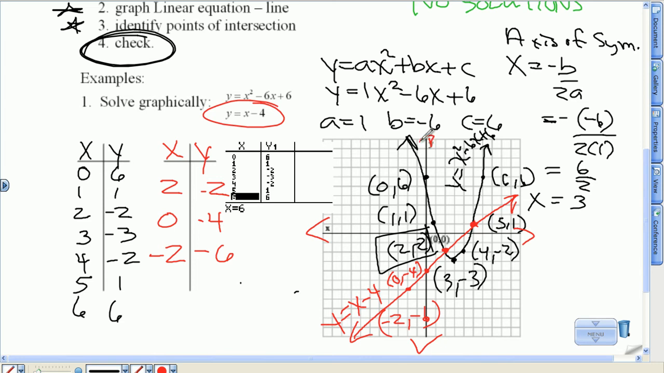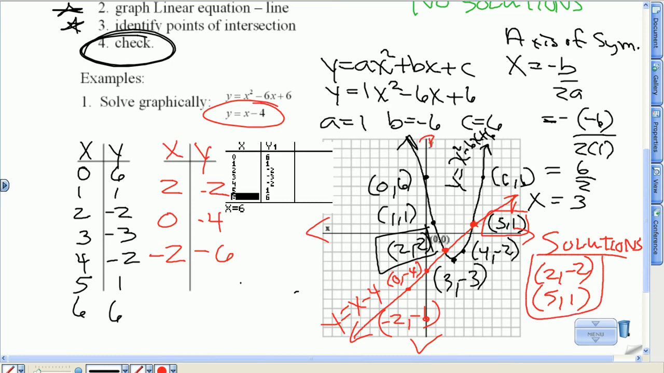Okay. So I have my two solutions. One of them was 2, negative 2. 5, 1 was the other one. So I'm going to write that off on the side. Solutions: 2, negative 2, and 5, 1 are the solutions to this. And it's done. It's incredibly messy, I know, but with your separate sheet of paper, it's easy enough to keep it a little bit more organized.